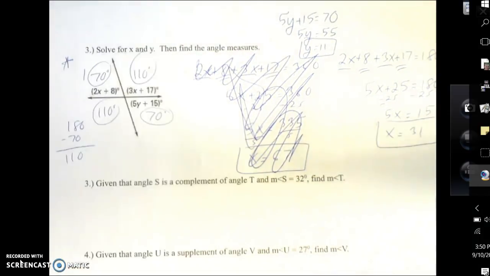This is a very tough problem. It is. Okay. But take your time. Linear pairs, vertical angles, we're all in good shape.